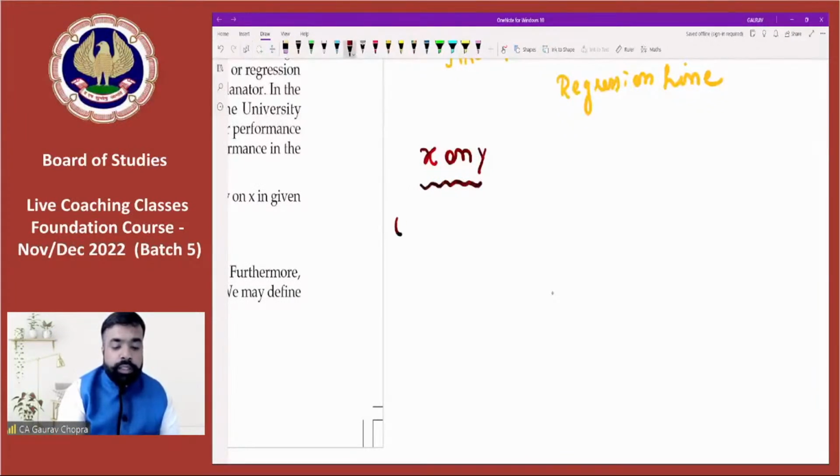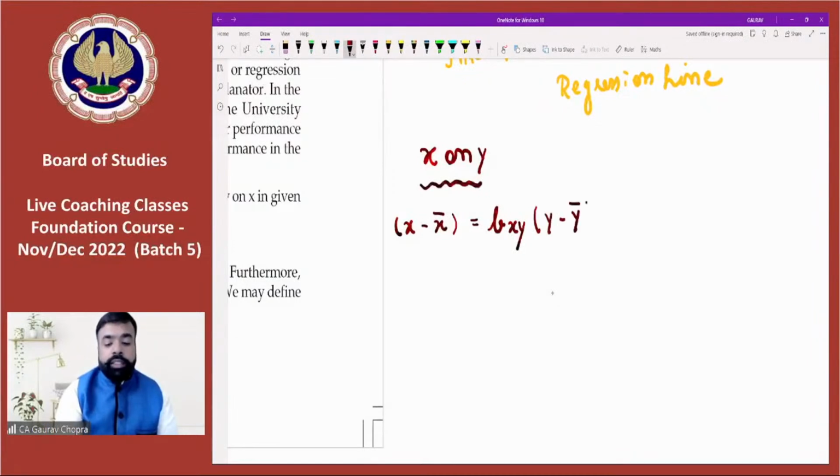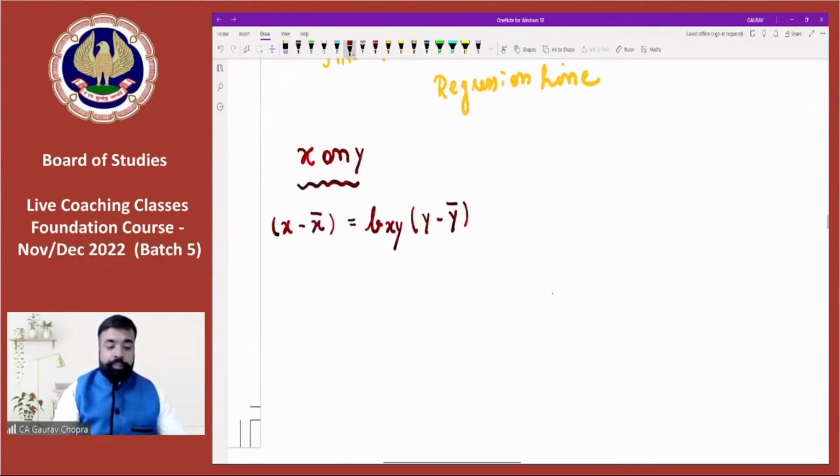So the equation is x minus x bar is equal to bxy multiplied by y minus y bar. Now here what we have used is the mean, that is x bar and y bar. So whenever we have to find the equation of x on y, this is the formula: x minus x bar is equal to bxy into y minus y bar.